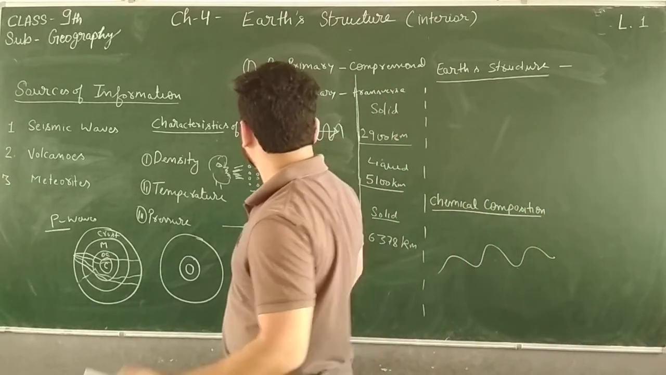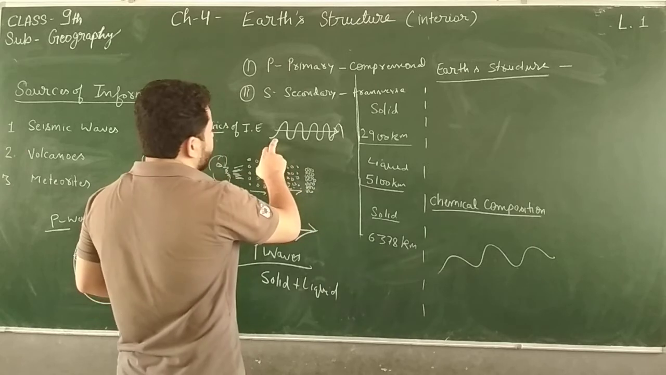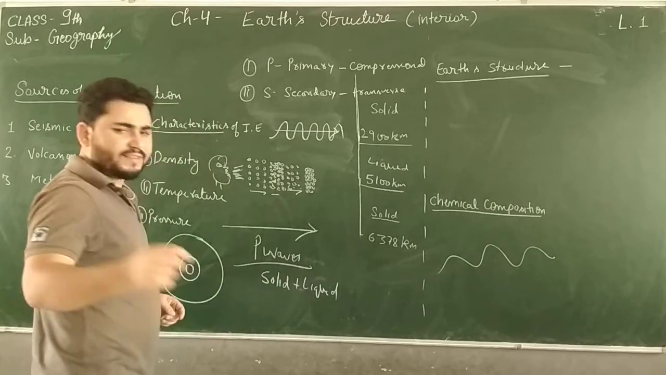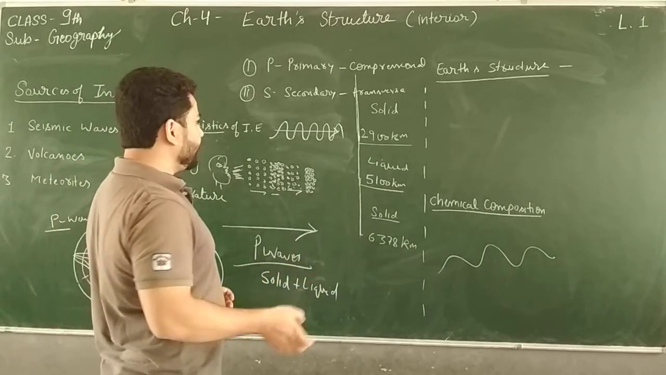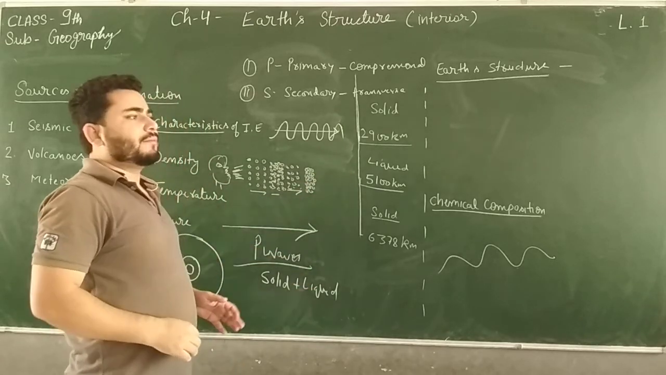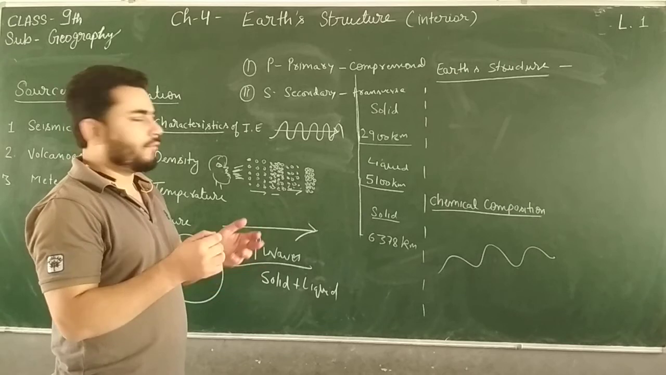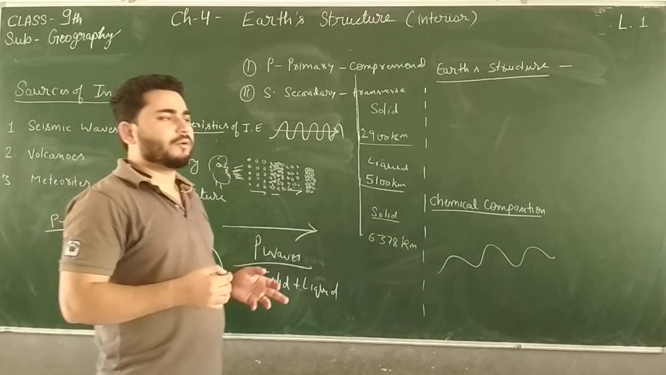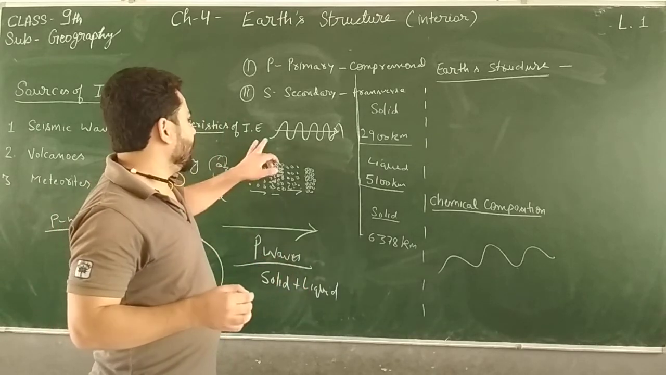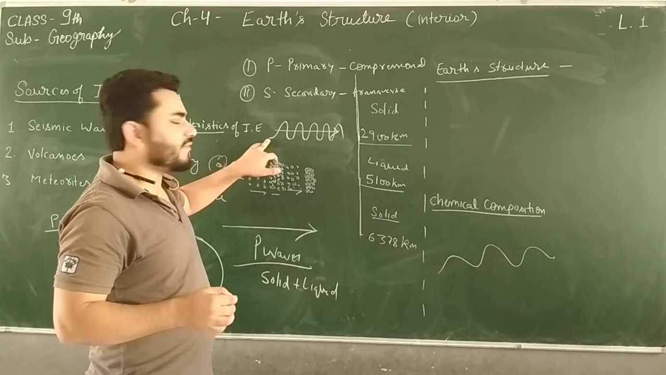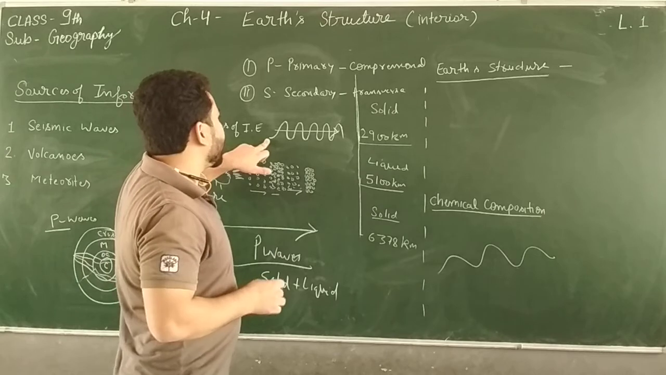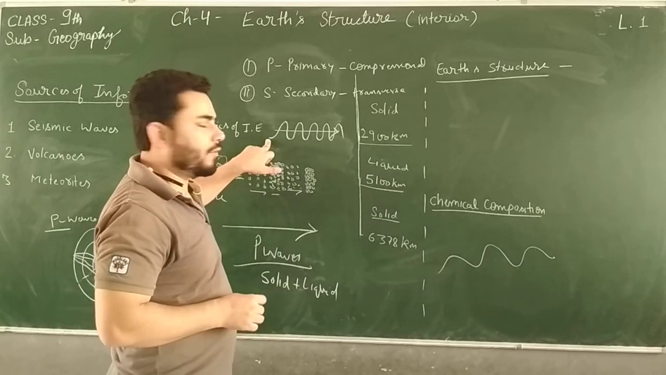Clear? So why is it happening? Because when the molecules are closely attached to each other, as in the case of solid, they can move perpendicular to the direction of motion. But when the molecules are free like water, they have a bigger intermolecular space. When the intermolecular space is higher, the secondary wave will not be able to generate in that medium. Getting or not? So that is why secondary waves cannot pass through the water.